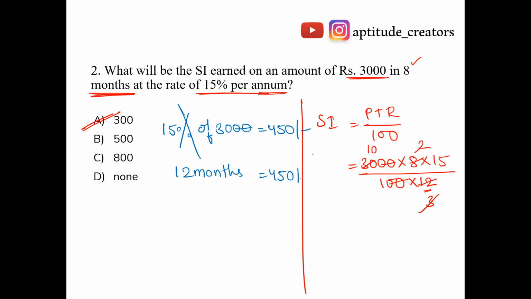Now, what is the question he's asking? 8 months. Now, what about for 8 months? 8 into 450 divided by 12. 4 twos, 4 threes, 150. 150 into 2 is equals to 300. Answer is option A, 300 rupees.